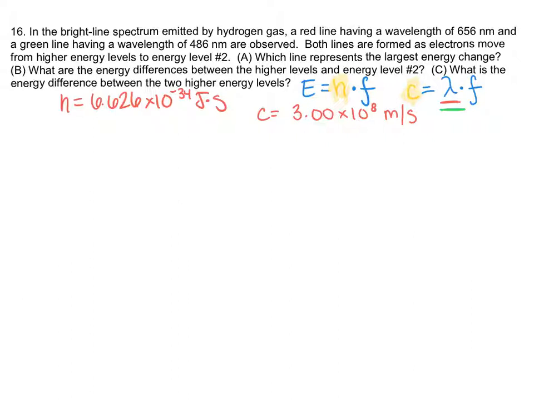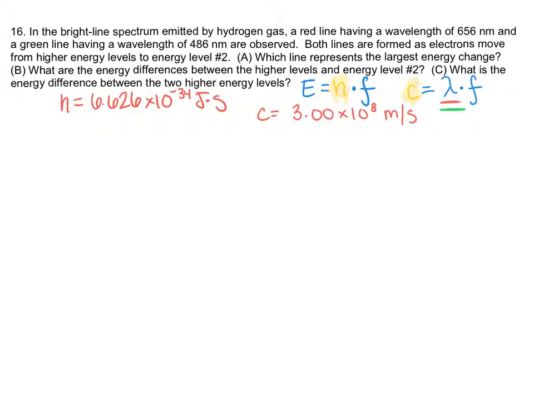So both lines are formed as electrons move from higher energy levels to energy level 2. The first question here is saying, what line has the largest energy change? There's a couple of ways you can approach this. You can solve the whole problem all the way through for energy and realize that yes, green's going to have the higher energy and then go back and answer A.